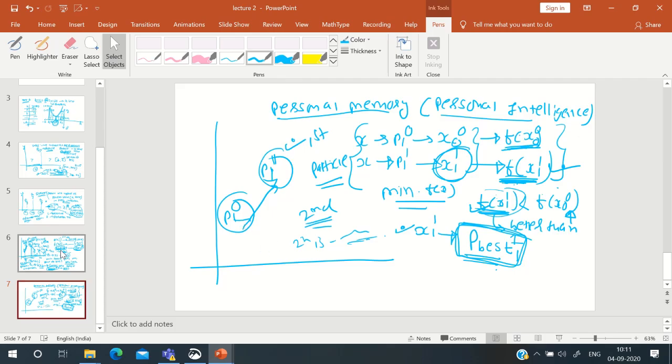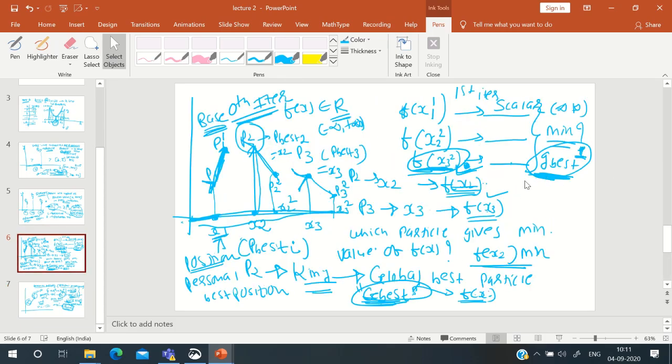And this concept, in which every particle follows the king particle, is known as group intelligence or group memory.